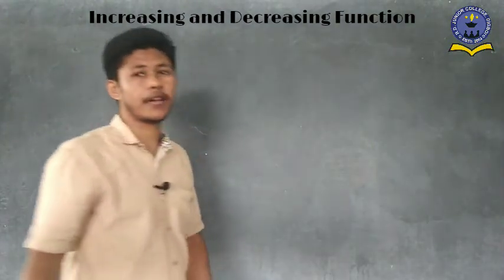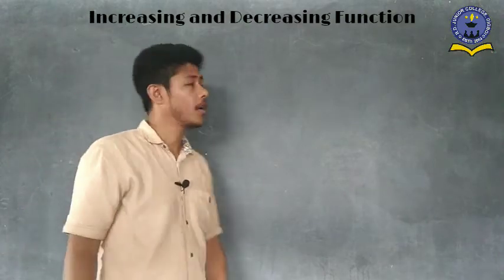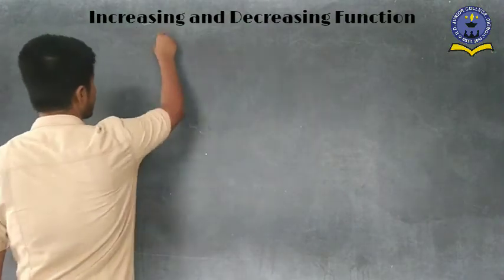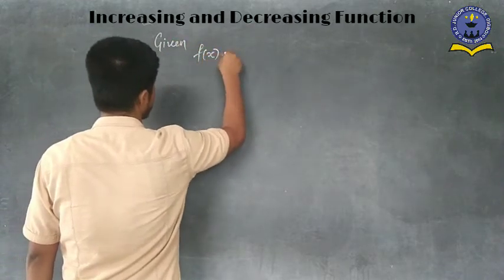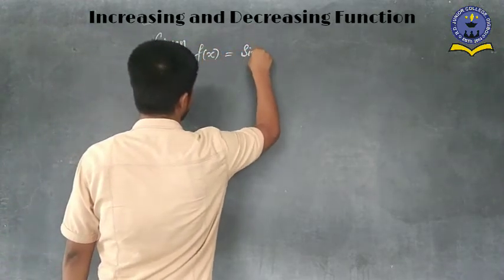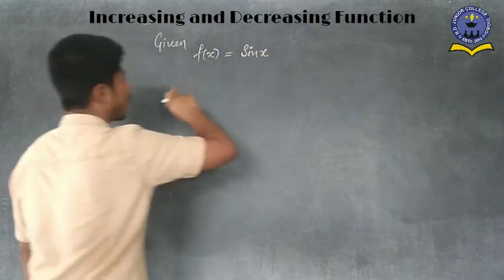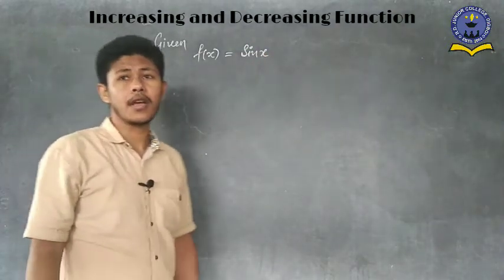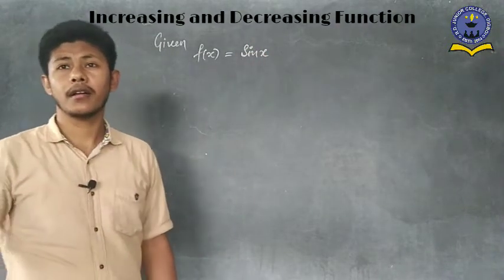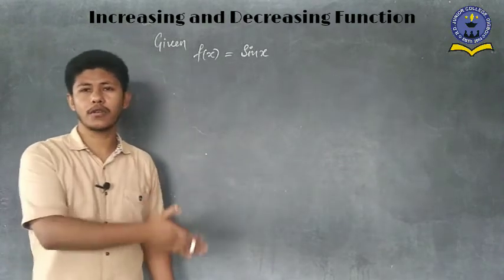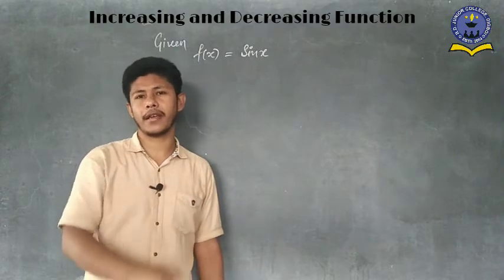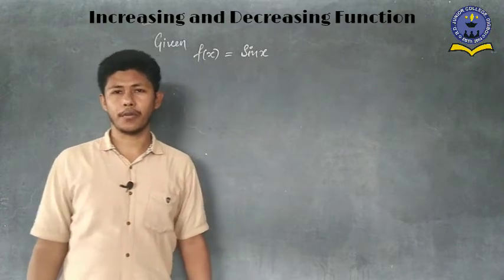So first of all, whatever the function given here, f(x), we have to write this one. Given f(x) equals sin x. With the help of the derivative we have to prove this one. Here x is a real number, and the intervals are already mentioned here: from 0 to pi by 2, pi by 2 to pi, and finally the last one is from 0 to pi, isn't it?